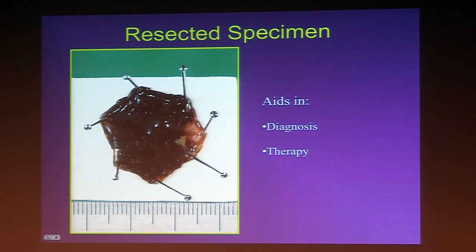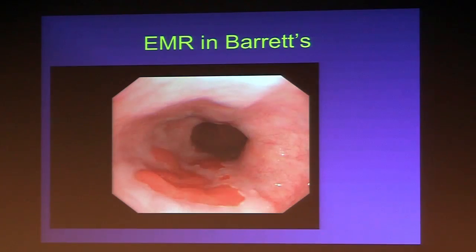And this, you get a nice piece of tissue which can aid in the diagnosis, but it can also be therapeutic, because if the entire area of abnormality is within this with clear margins, we may be okay, particularly for things like high-grade or very, very early cancers.